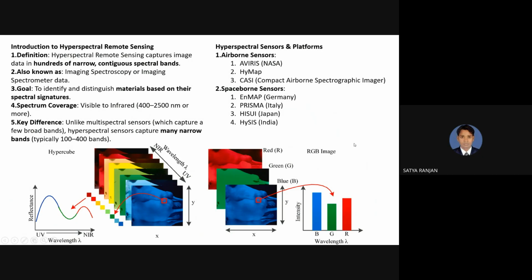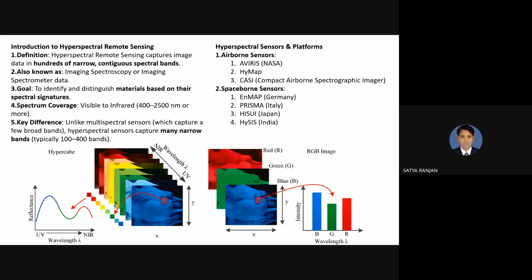Then hyperspectral satellite image. Hyperspectral means larger numbers of spectral bands. Nowadays we generally use multispectral, meaning 10 to 12 sensors, or a maximum of 20 sensors. But in a hyperspectral satellite image, more than 100 or 200 spectral bands are used. That's why it is called a hyperspectral image. It means it has many more spectral bands.